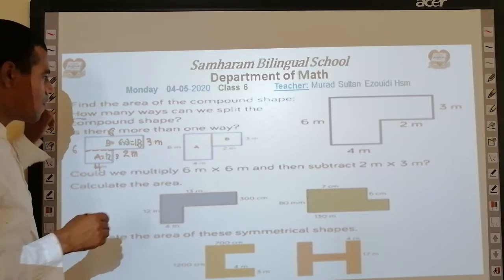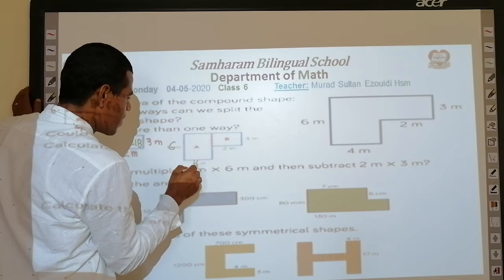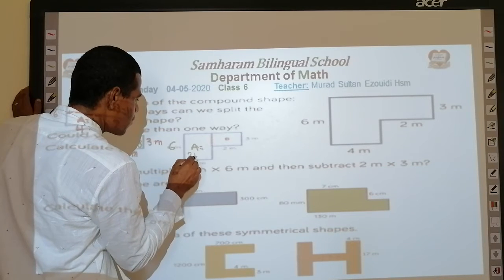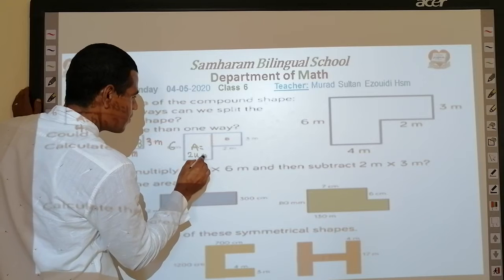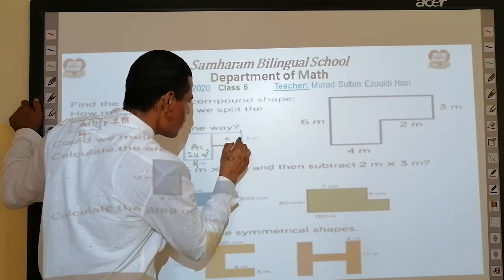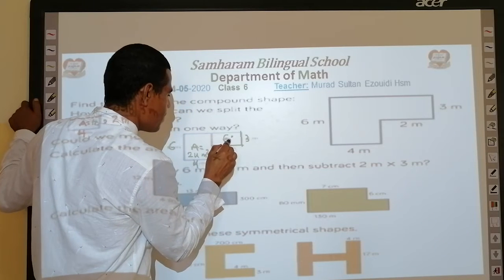The next one we have, this is 4, my learners, this is 6. The area of this, 6 by 4 is 24. The unit is meter squared. And this one, 2 by 3 is 6 meters squared.